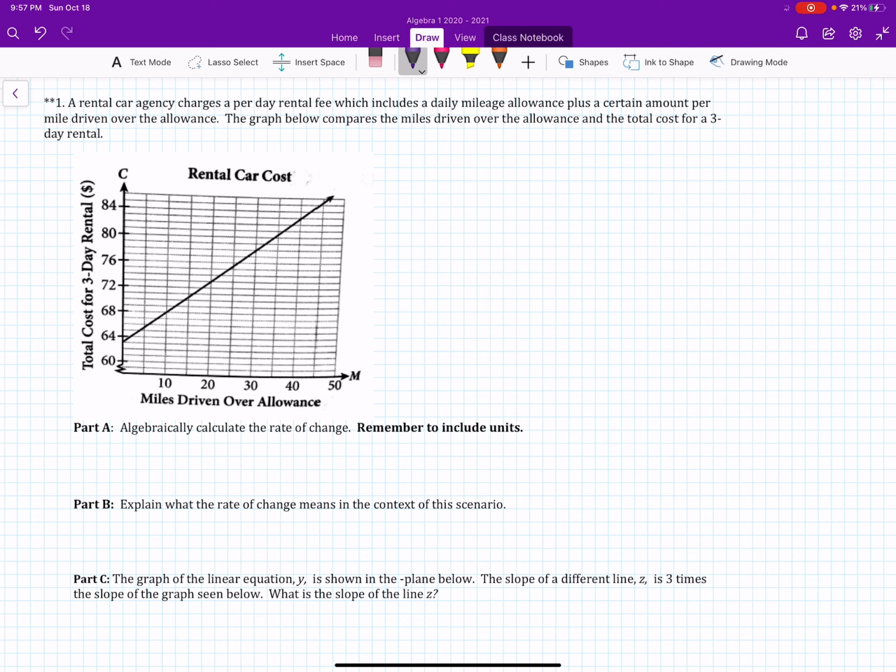So I just want to start with the units. Our rate of change is again change of y over change of x. That means the y-axis shows that it's money, the total cost. So it's going to be money over miles driven over the allowance. So money over miles. And so here we have to look at certain points on the graph.